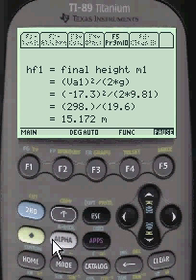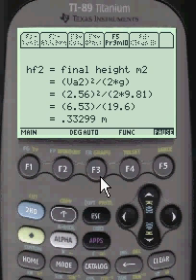We're asked to find the final height. What we find in previous calculations is used in the next ones. So here we have the after velocity of collision squared divided by 2 times the gravity, 2 times 9.81, and that equals the height of mass 1, that's 15.172, and the final height of mass 2 is equal to 0.33299 meters.